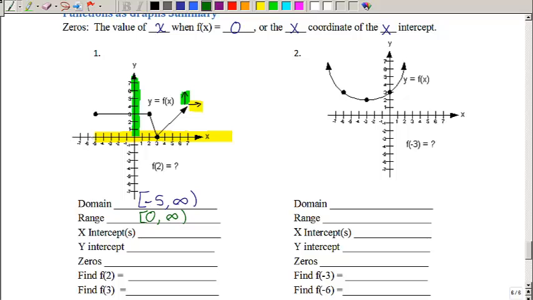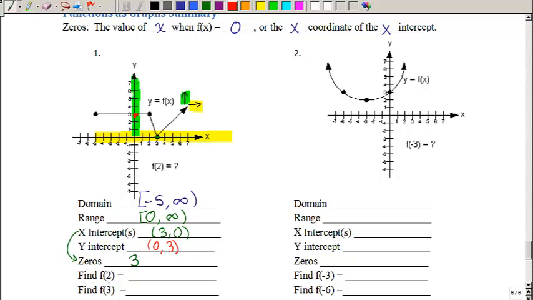The x-intercepts, looks like I have one x-intercept at (3, 0). And if I can find the x-intercept, I can find my zero very simply. If my x-intercept is (3, 0), then the zero is the x-coordinate, or just 3. Another way of looking at it is on the x-axis. Where does my graph cross? Right here at 3. So 3 is my zero, and (3, 0) is my x-intercept. My y-intercept is where the graph crosses the y-axis, or (0, 3).